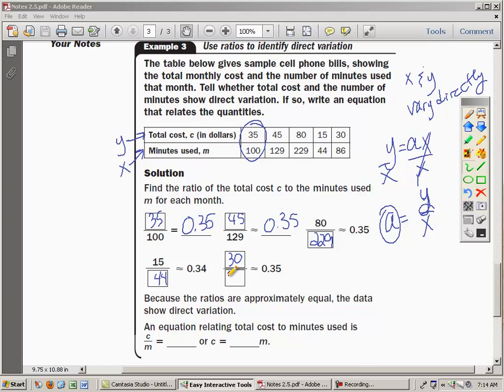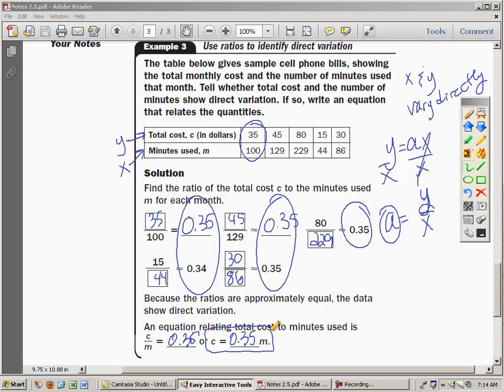We can't say that it varies directly with exactly, but we can write an approximate direct variation equation for this situation, because in this case you can see that y varies with x directly with a ratio of about 0.35. So since the cost per month is about 0.35, which comes out to be dollars per minute, so about 35 cents a minute, then the cost is equal to 0.35m. And so we write our direct variation equation.